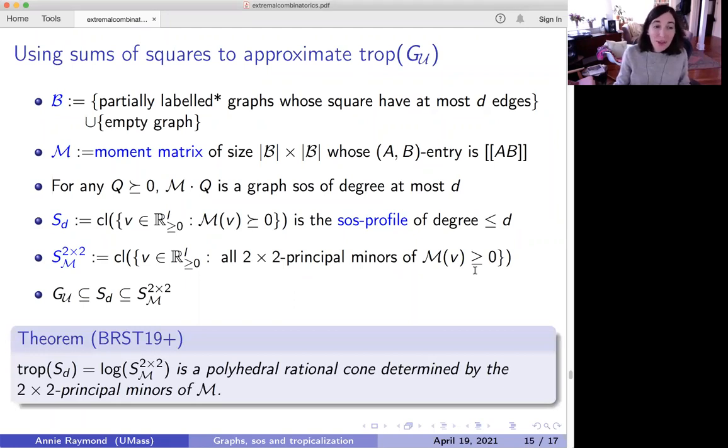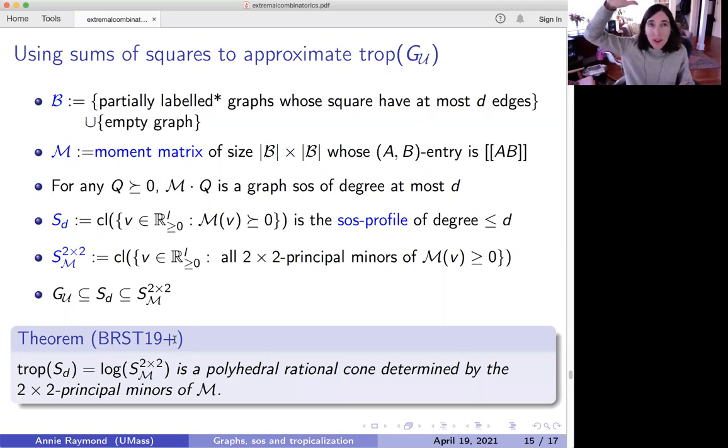And so it turns out that when I tropicalize these, the tropicalization of my sums of squares profile is just the log of my 2 by 2 relaxation. So that means that my tropicalization of my sums of squares profile is a polyhedral rational cone that is fully determined by 2 by 2 principal minors of my moment matrix. So I can fully describe it.